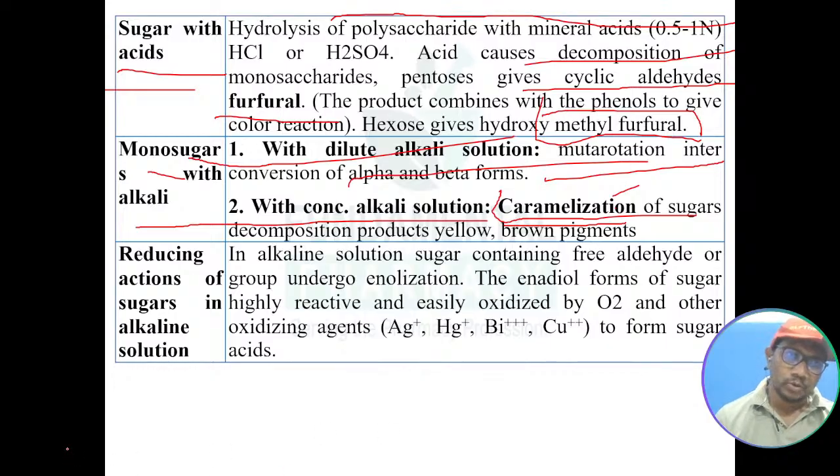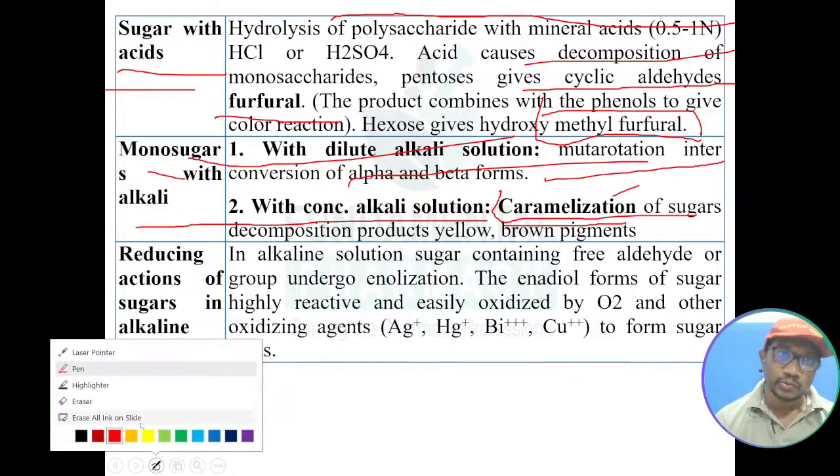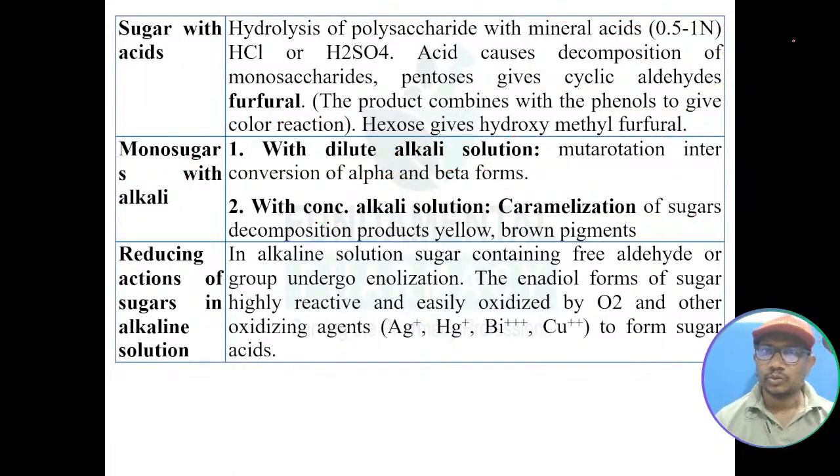When monosaccharides are treated with acid, if it is a pentose sugar, that will give you furfural, and if it is a hexose sugar, that will give you hydroxymethyl furfural. This hydroxymethyl furfural combines with alpha naphthol or phenol to give a color reaction, which is the basis for identification. Again, monosaccharides treated with dilute alkali lead to mutarotation. When treated with concentrated alkali, a strong basic solution, they give caramelization of sugar.